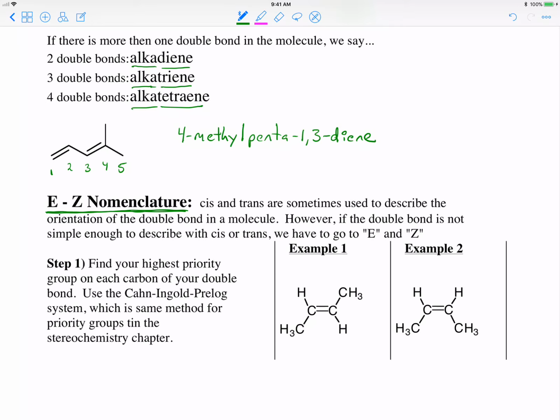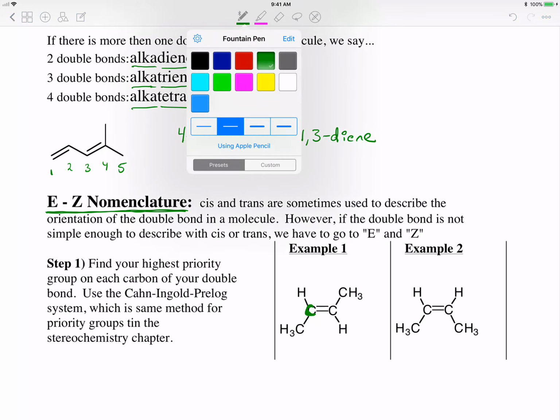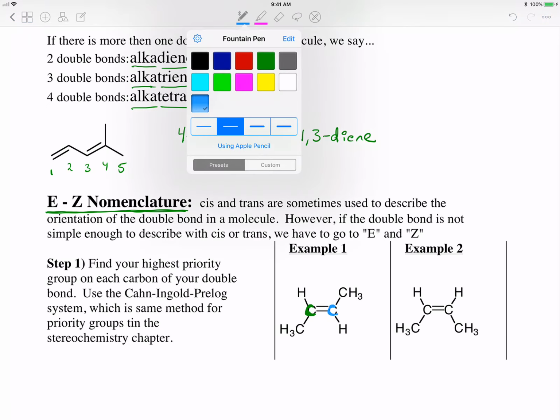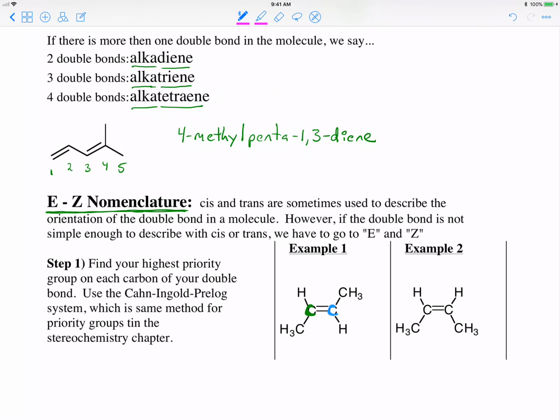So if I take a look at this double bond right here, I'm going to say that carbon there I'll highlight in green and the other one over here in blue. So I take a look at the 2 carbons of my double bond. And I say, for example, on the green carbon over here, I have a hydrogen and a methyl group. Remember how we did our priorities back in the stereochemistry chapter? What's a higher priority? A hydrogen or a methyl? Well, a methyl is.